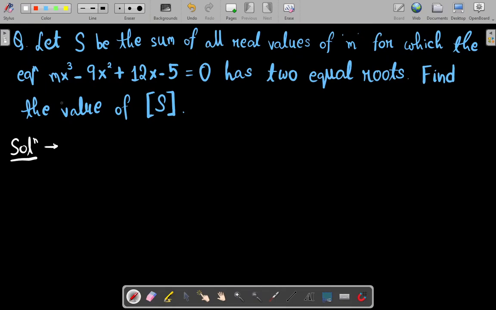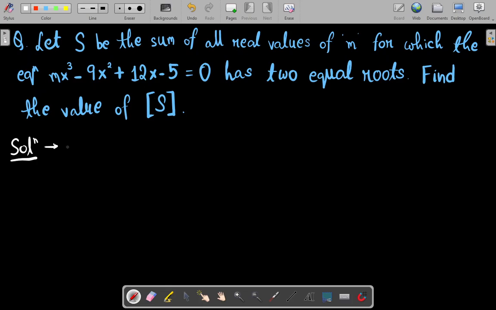Hello everyone. In this question, it is asked that if S be the sum of all real values of m, for which the equation mx cube minus 9x square plus 12x minus 5 equal to 0 has two equal roots, then we have to find the value of the greatest integer function of S.